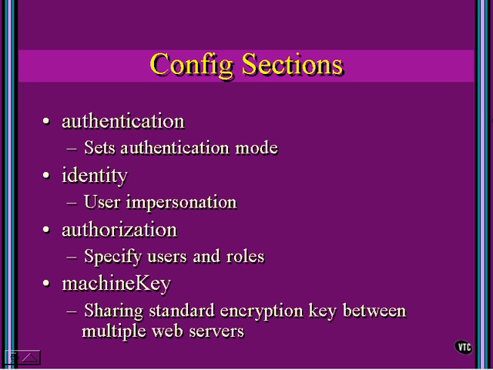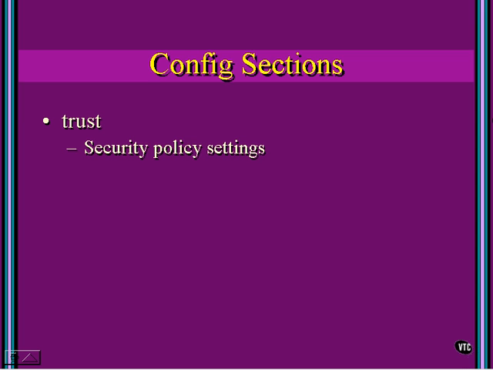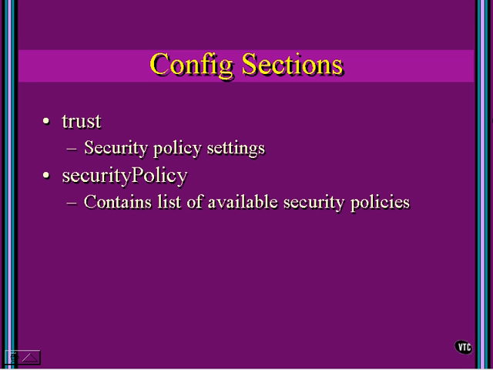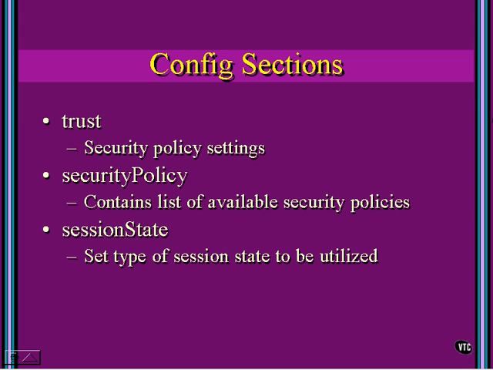The machine key section is where we configure a standard encryption key between multiple web servers. This is an advanced security technique. Just know that it's out there. You may want to go look at it. Trust, we set security policy settings. Security policies come through the Windows 2000 environment, and we can set some things there. Security policy, this is the list of available security policies for this web application. Session state, we talked about this one earlier in a previous video when we were talking about maintaining state between visits, between web page calls for a user, and we can set the type of session state to be utilized.